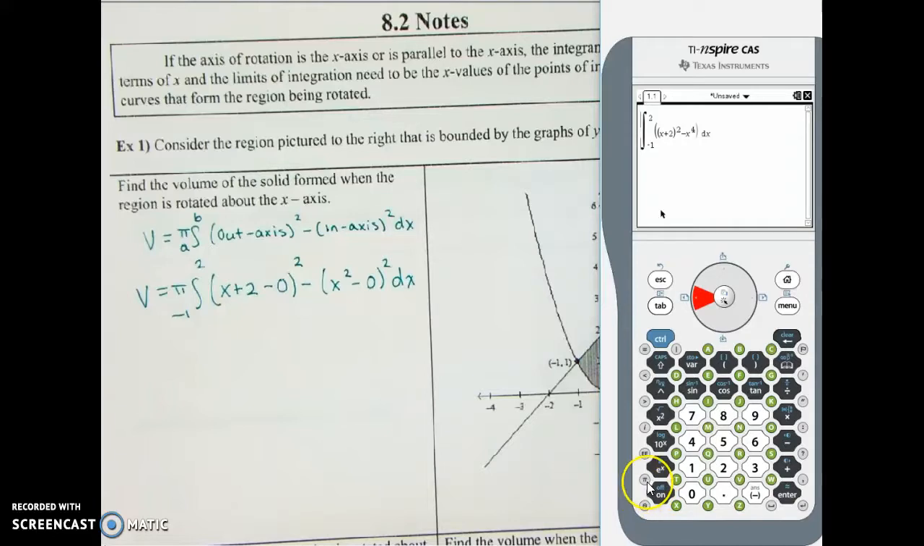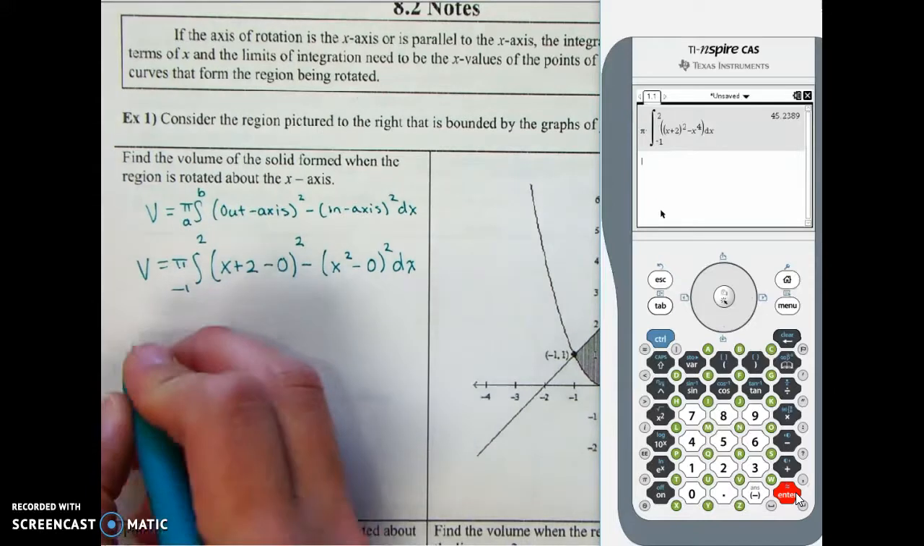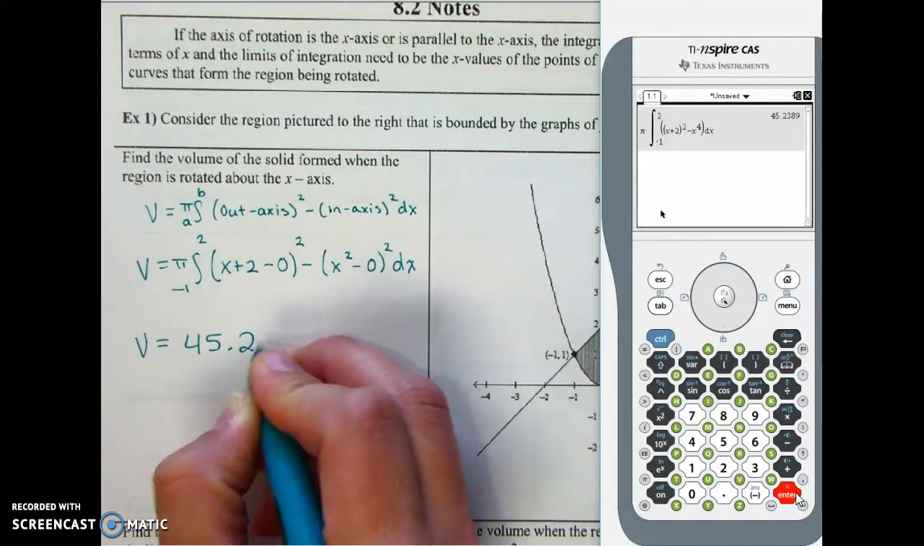Where do you find pi? On the gray button, it's right here. I think on the black, you have to find it somewhere else. So that is our volume. The volume should be bigger than the area because there's more volume.